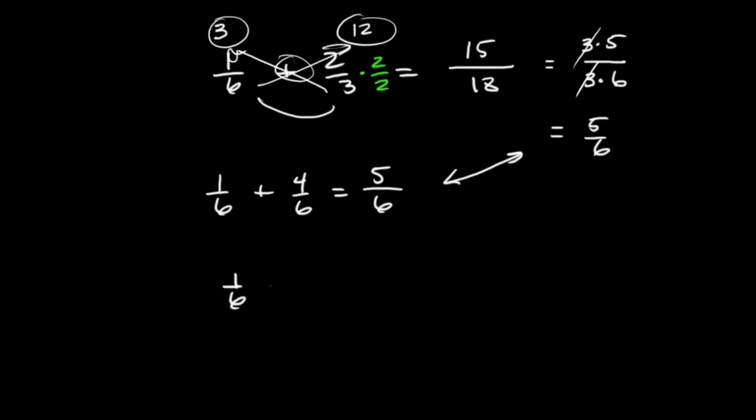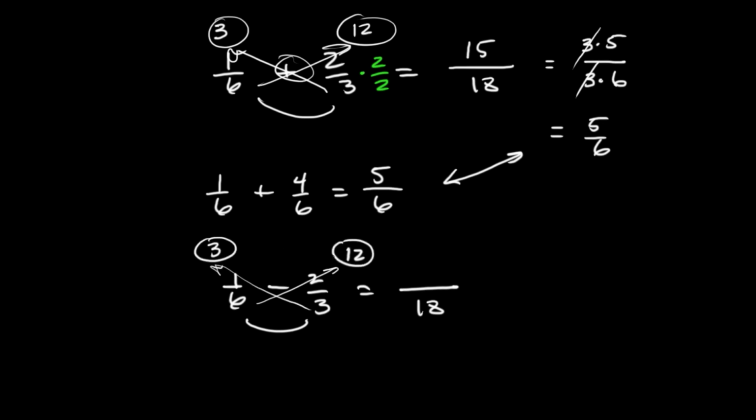So 1/6 minus 2/3. So equal sign, fraction bar, 18. 6 times 2 is 12. 3 times 1 is 3. And the sign is negative. So 3 minus 12 is -9. And this is equal to -1/2.